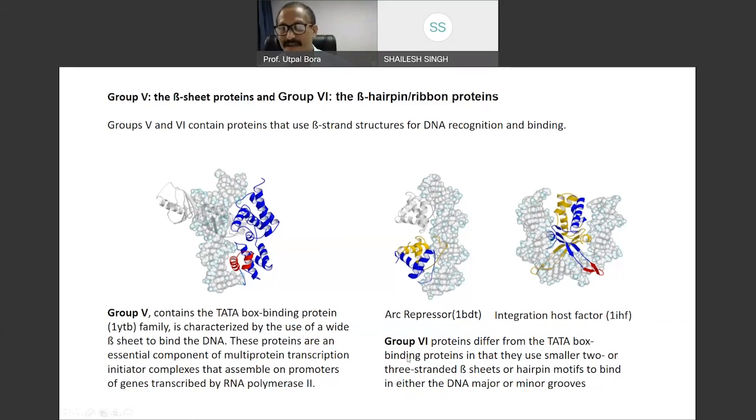Now, what are these group 6 proteins? They are almost the same as the group 5 proteins, but they differ from the TATA box binding proteins in that they use smaller 2 or 3 stranded beta sheets or hairpin motifs to bind in either the DNA major groove or minor groove. So you can see here the yellow, they are using hairpin motifs over here. Okay, so this is the fundamental difference between these two groups. Otherwise, they are all beta sheet structures, beta strand structures, which are utilized for the recognition of DNA.